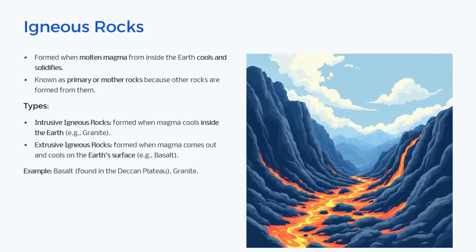Students, let's study igneous rocks in detail. Igneous rocks are the rocks formed when molten magma or lava cools and solidifies. Magma is hot melted rock inside the earth, and when it comes out through volcanoes, it is called lava. When this lava or magma cools down, it becomes a solid rock. That's an igneous rock.